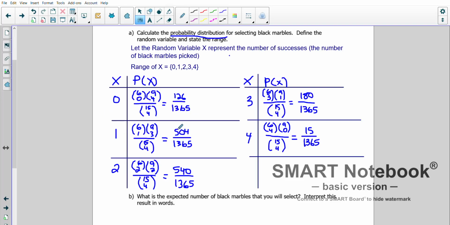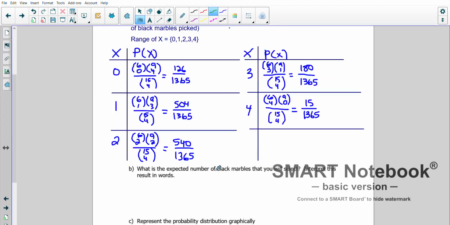Okay, so you would have seen in the last couple lessons some questions asking you for what's called expected value. What they kind of want to know, specific to this question, is on average, how many black marbles would you expect to pick? So if I ran this experiment an infinite amount of times and then averaged out my results, how many black marbles would I expect?